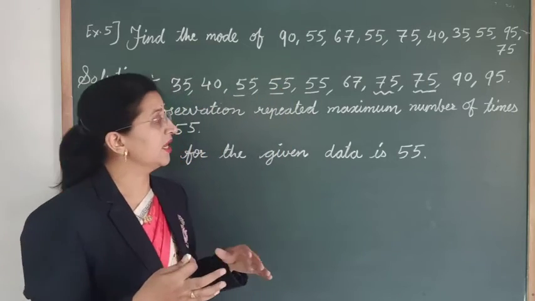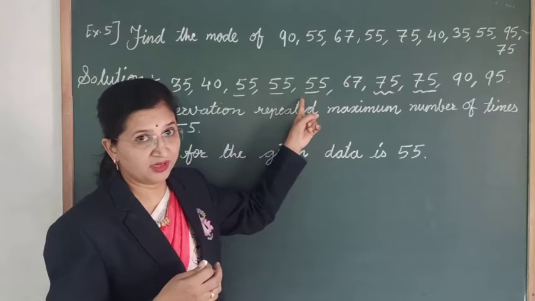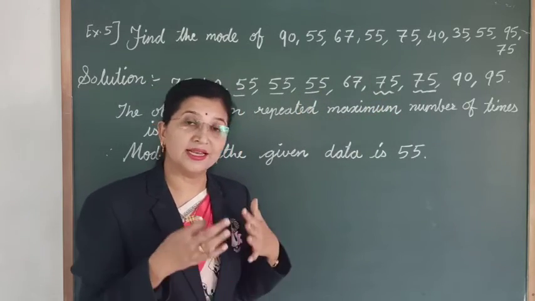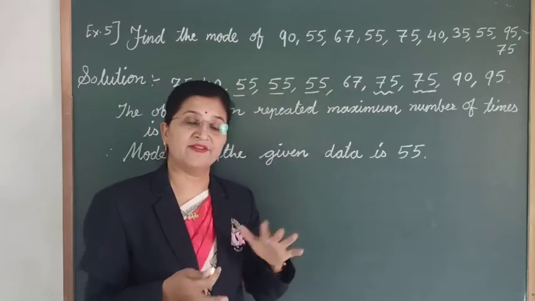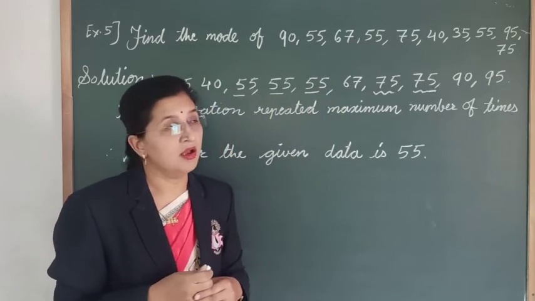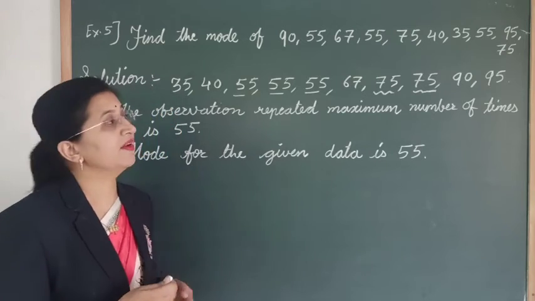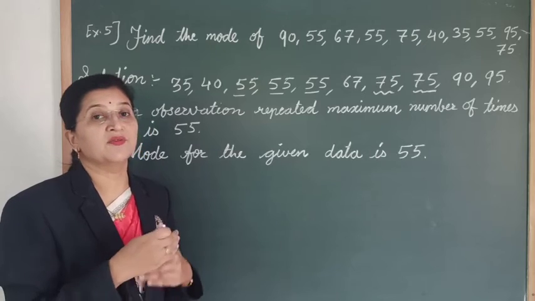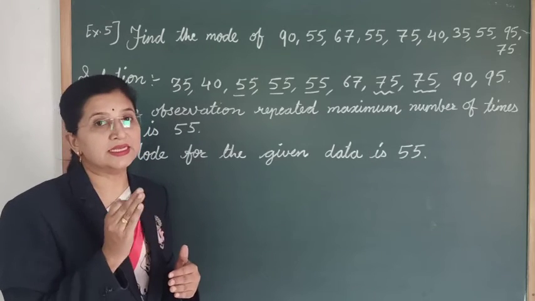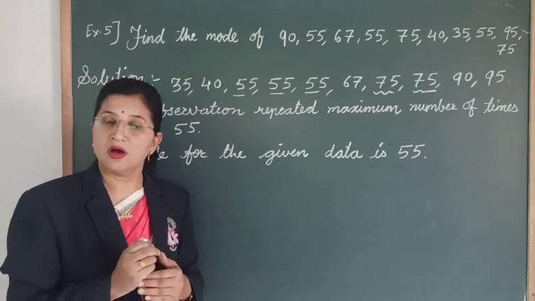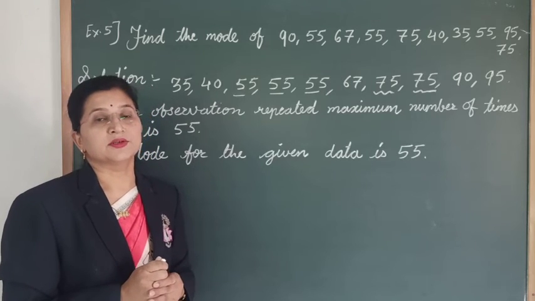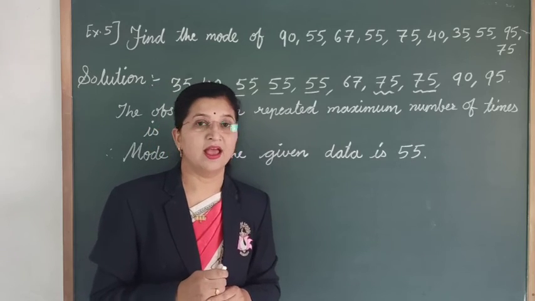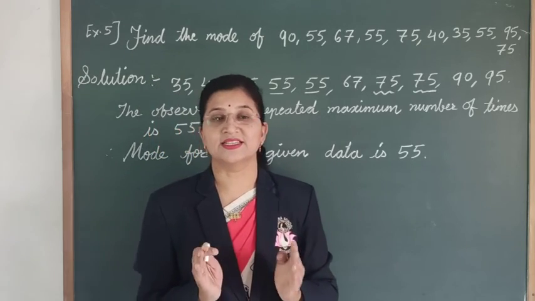But suppose 55 is there 3 times and suppose 75 is also there 3 times. Then in that case 55 and 75 both will be the mode for the given observations. So in this way we can find the mode for the given observations. The number which comes the maximum times is the mode. So in this way we have learned how to find the mean, mode and median. I hope all these three things are clear to you.